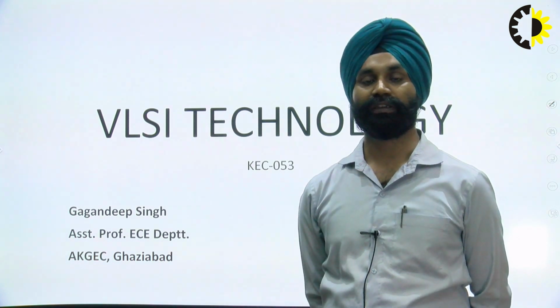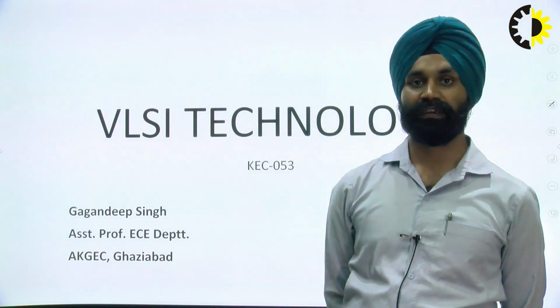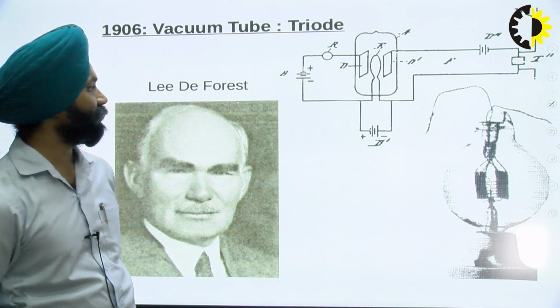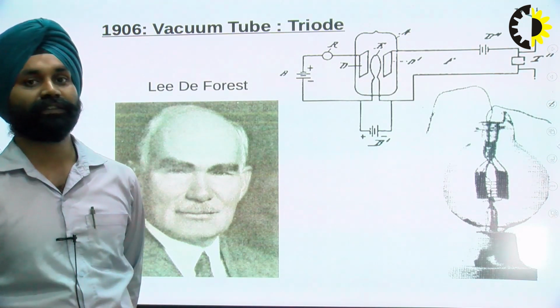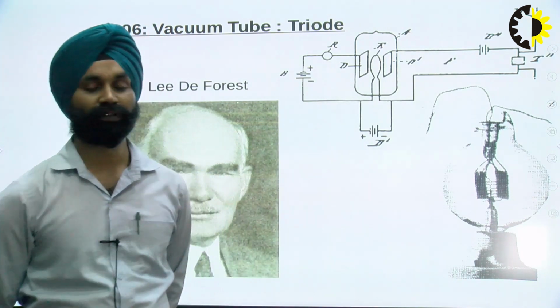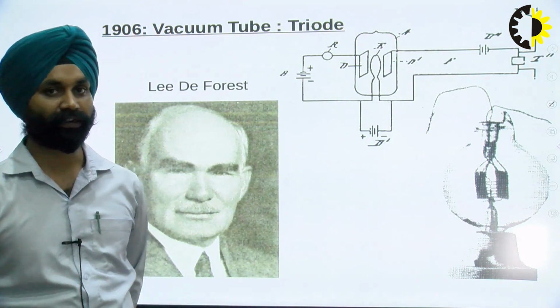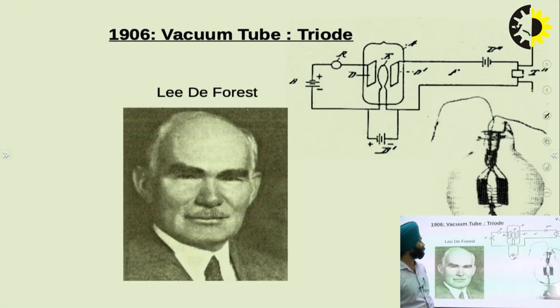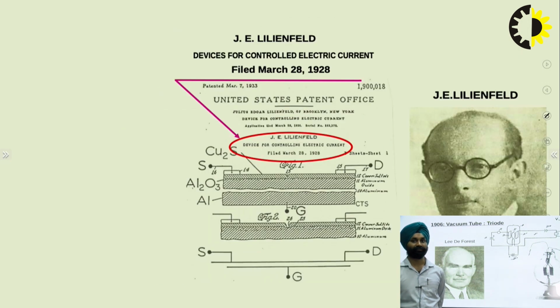If we discuss the history, the first device comes when there were vacuum tubes. The vacuum tubes were invented by Sir Lee De Forest to create the switching effect, the electronic switching.